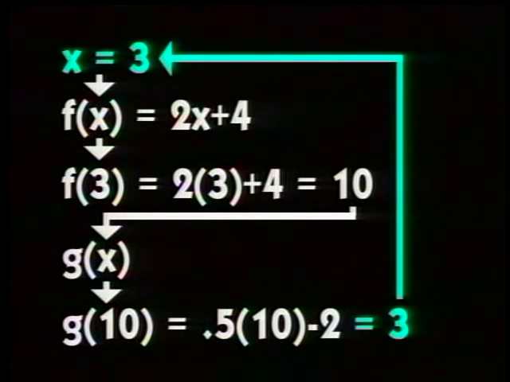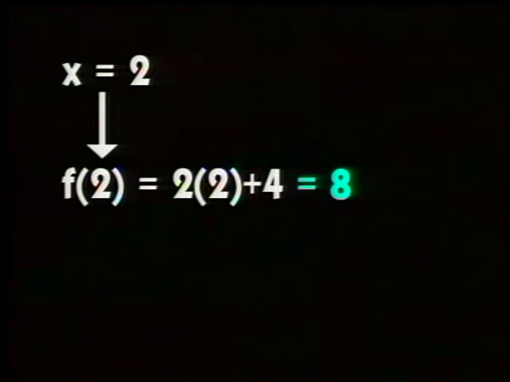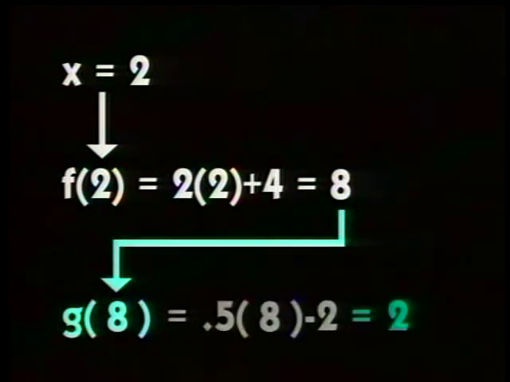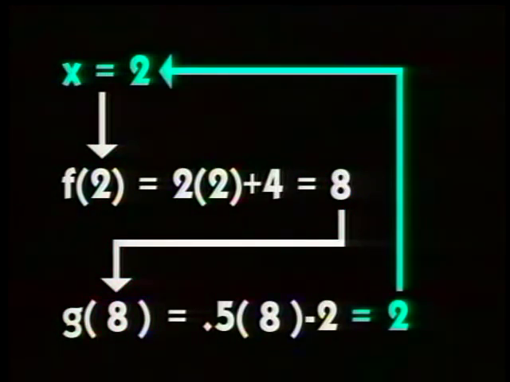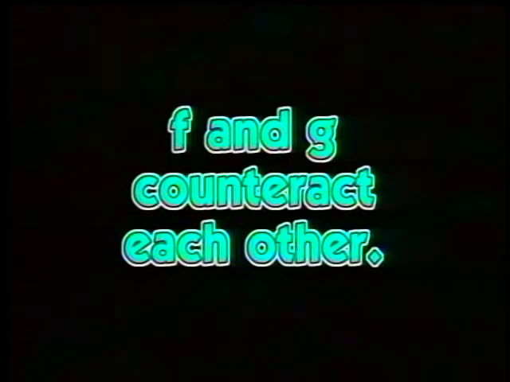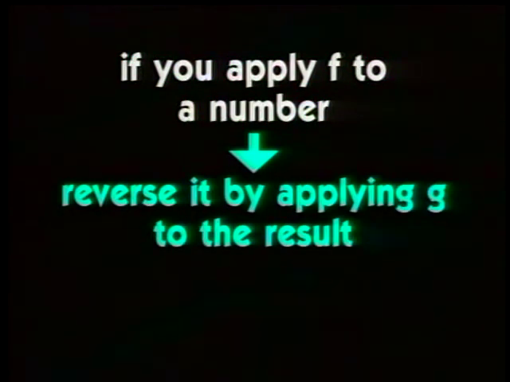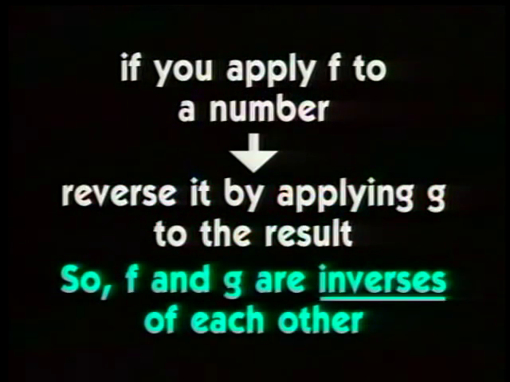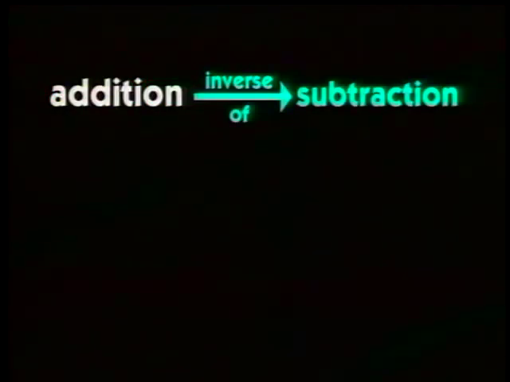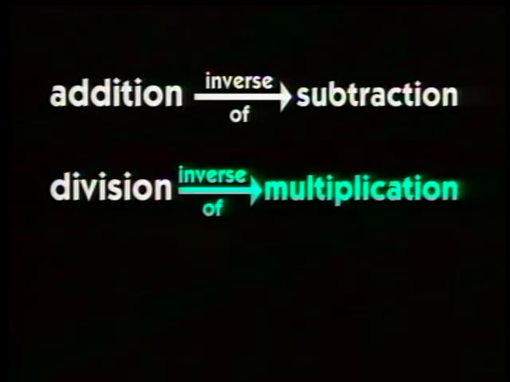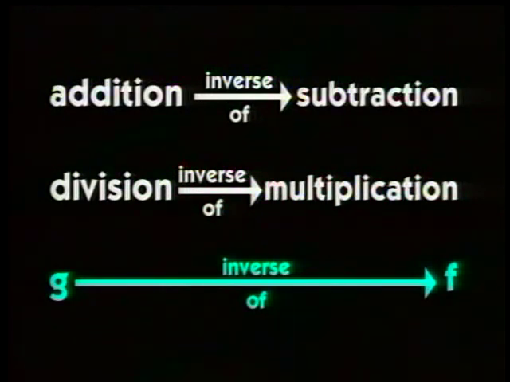Let's try another one. If you plug x equals 2 into f, you get 8. Then, plugging 8 into g, you end up with 2 again. The same thing happens for any starting point. The functions f and g counteract each other. If you apply f to a number, you can reverse that operation by applying g to the result. This is the reason that f and g are inverses of each other. Just as addition is considered to be the inverse of subtraction and division is the inverse of multiplication, so g is the inverse of f.